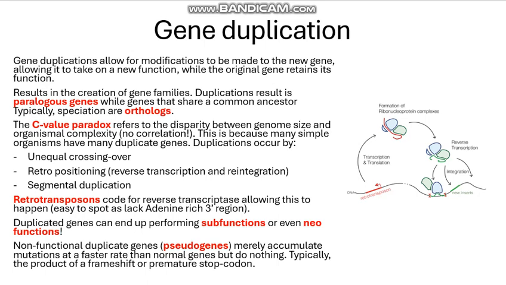So while the original gene retains its old function, the duplicated gene can assume new functions. Duplication results in the creation of gene families. Duplication results in paralogous genes, while genes that share a common ancestor, typically through speciation, are called orthologs.